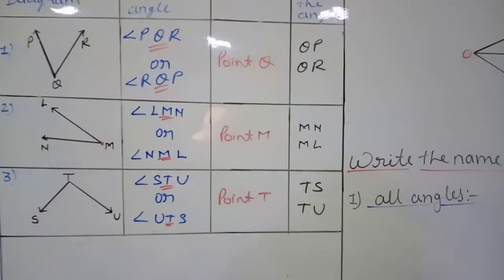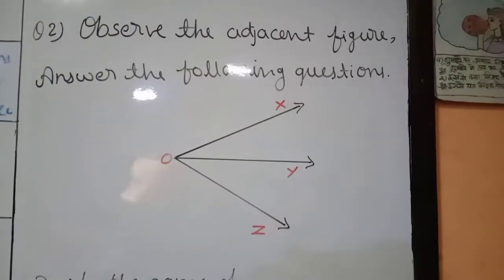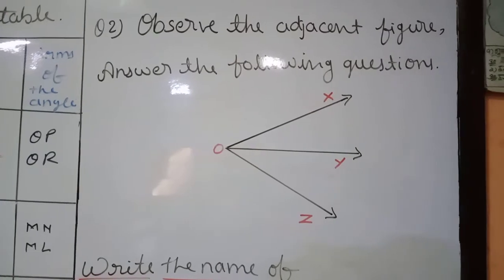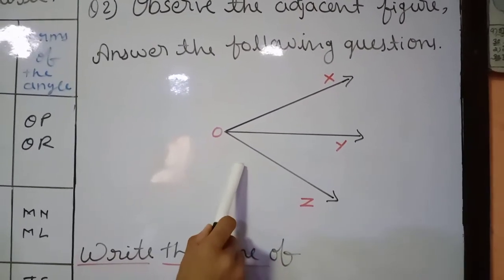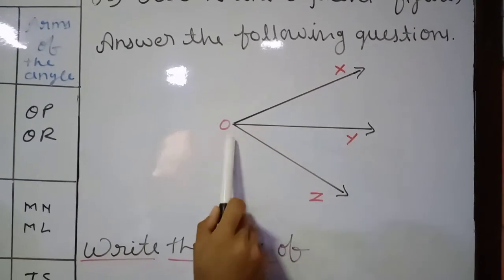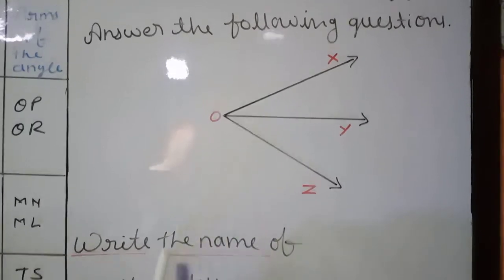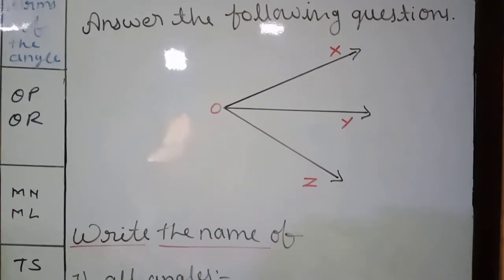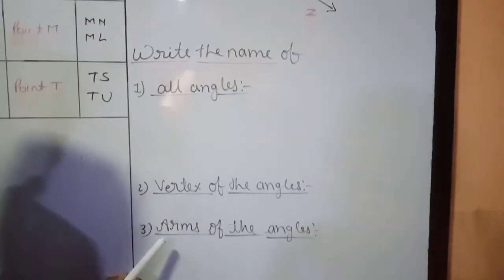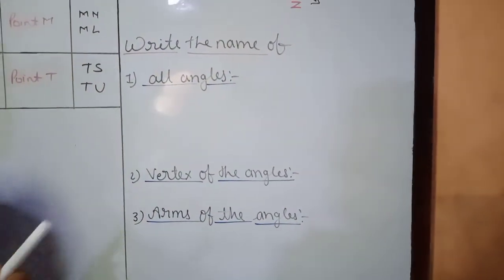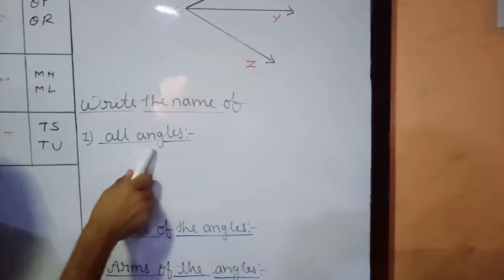Now proceed to question number 2: observe the adjacent figure and answer the following questions. Here we have a diagram of angle X, O, Y, Z. On the basis of this diagram, we have to write three things: all angles, vertex of the angles, and arms of the angles. So first, what are all the angles?